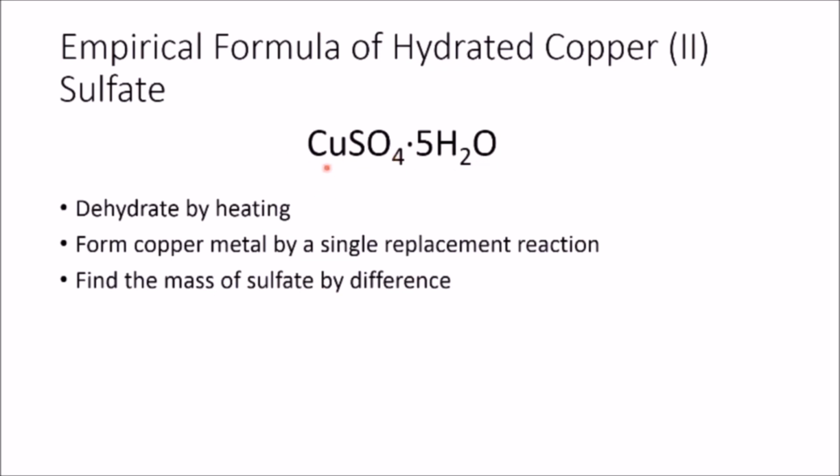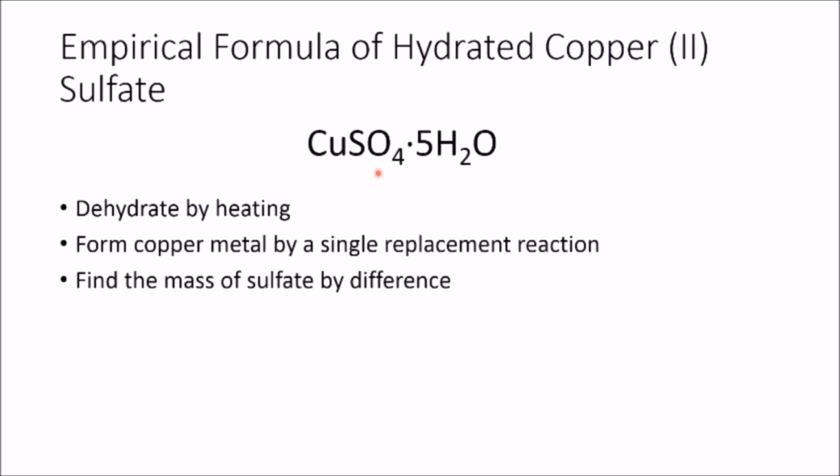Next, we're going to determine the mass of copper in the copper 2 sulfate pentahydrate. To do that, we will react the copper sulfate with magnesium metal. In a single replacement reaction, copper metal will form. We will then isolate the copper metal and determine its mass. Once we know its mass, we can find the number of moles. When we know the mass of copper, we can find the mass of sulfate by difference.